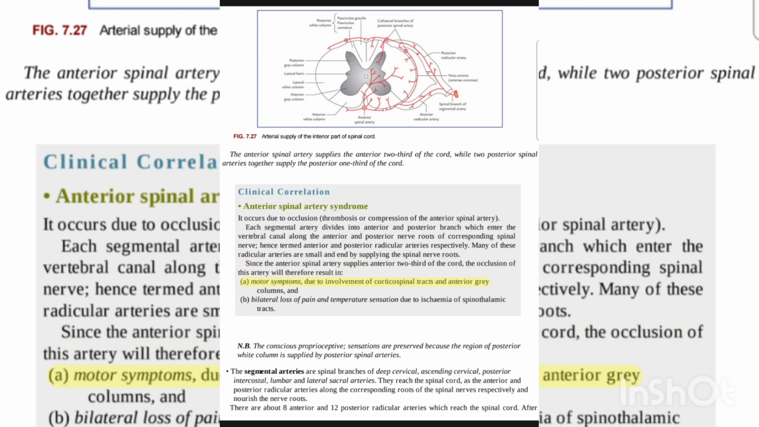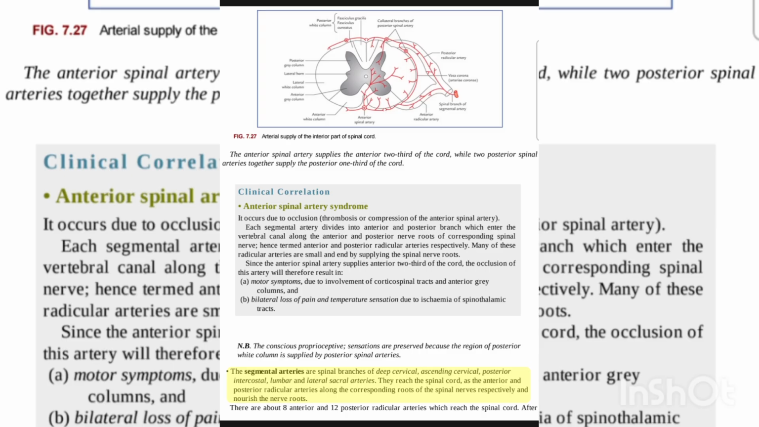Motor symptoms, due to involvement of corticospinal tracts and anterior gray columns, and b. bilateral loss of pain and temperature sensation due to ischemia of spinothalamic tract. Nb. The conscious proprioceptive sensations are preserved because the region of posterior white column is supplied by posterior spinal arteries.